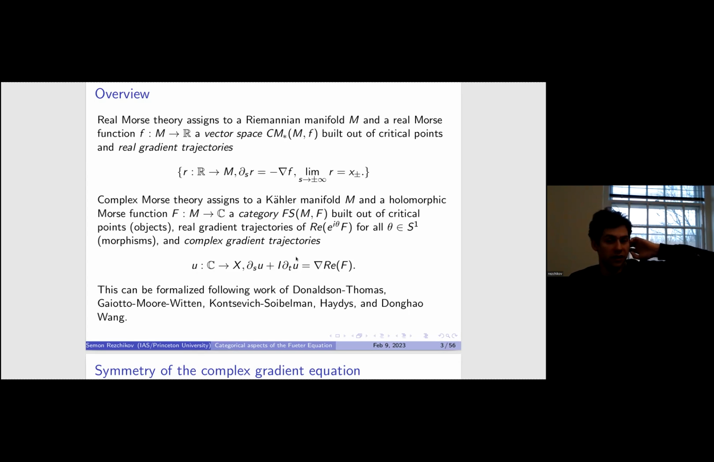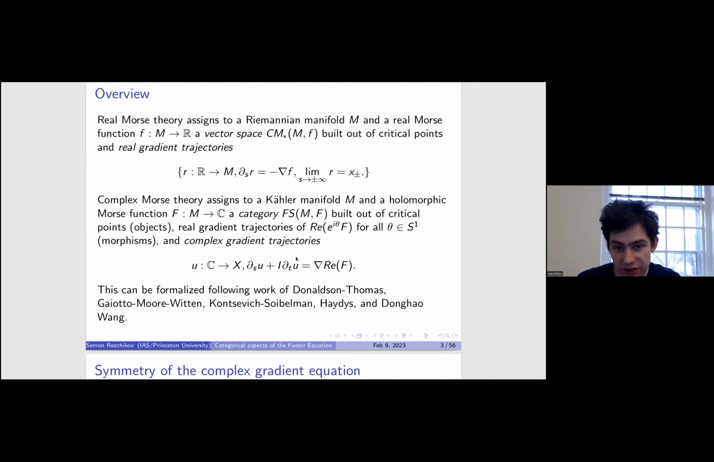So there's a complex valued function, so it's not clear what a real gradient trajectory should be, but you can just take the real part of the function or any one of its rotations by phase. And then the morphisms, those are the objects in the morphisms, and then we need some composition on the morphisms. Those should be given by counts of complex gradient trajectories. So that's this equation down there.